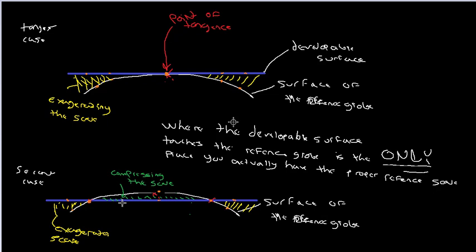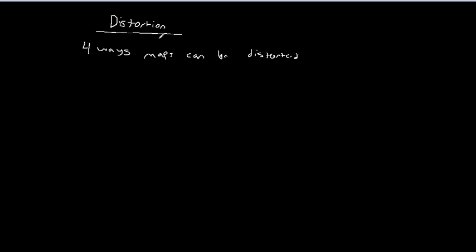And so what I want to do now is build upon this idea of distortion, because we can use distortion as another method for describing map projections. And so again, we're going to be talking about this idea of distortion. And what I want to do is throw out 4 properties of projections, or 4 types of distortion, or 4 ways maps can be distorted.